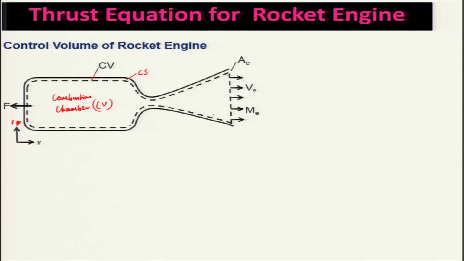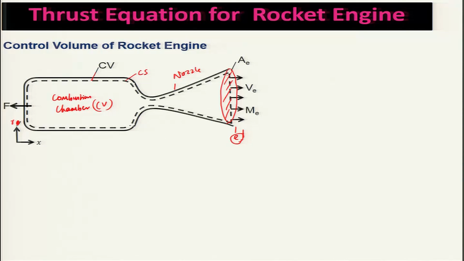And the hot gas, after being expanded in the nozzle, is leaving the nozzle exit at a velocity V e, and which has a cross sectional area. So this is your cross sectional area, which is A e, and keep in mind this is the exit velocity with Mach number M e, that is exit.